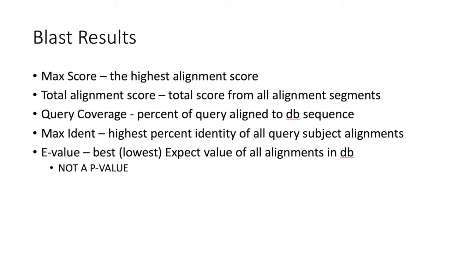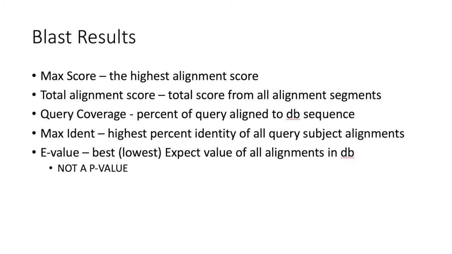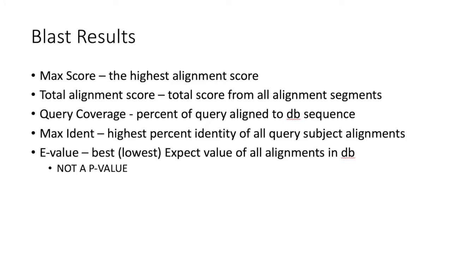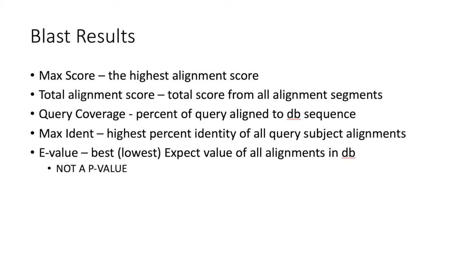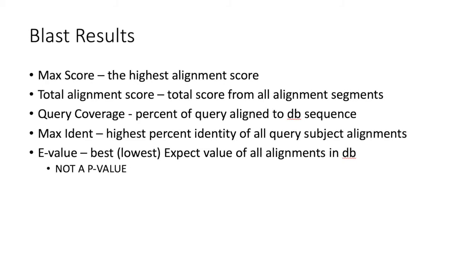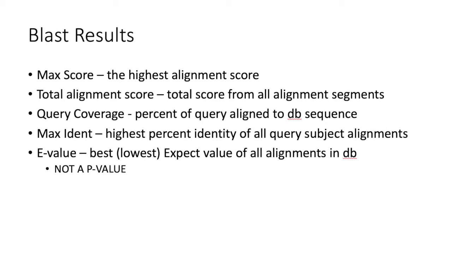So there are 5 result parameters you're going to get if you run a BLAST search and get some information back out to the user. The first one is the max score, which gives you the highest alignment score. Then you get the total alignment score, which is the total score from all alignment sequences. Query coverage is the percent of the query that was aligned to the database sequence. Max identity is the highest percent identity of all query-subject alignments.